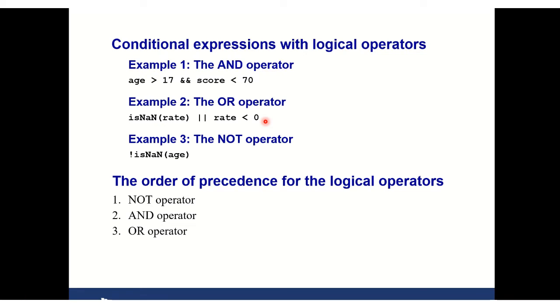So the conditional expression you can see here, the AND operator, you can see age greater than 70 and score less than 70. You can see the OR operator as well as the NOT operator. The order of precedence for logical operators is: number one is the NOT operator, then you have the AND operator, and then third we have the OR operator.